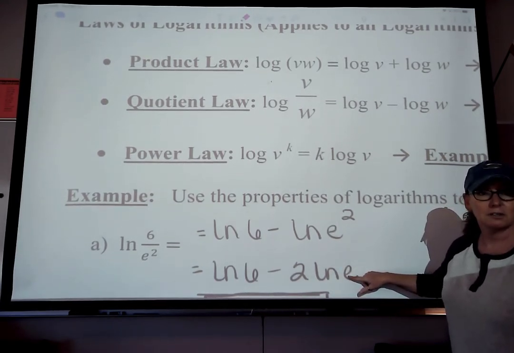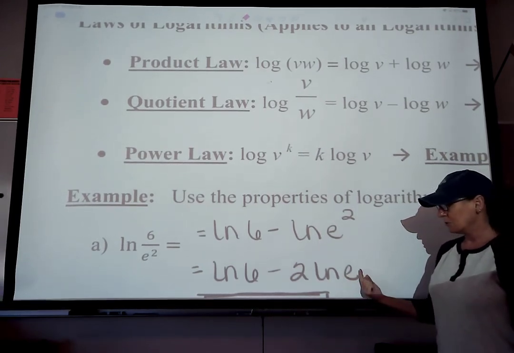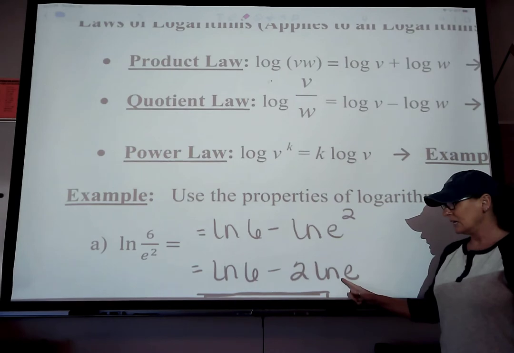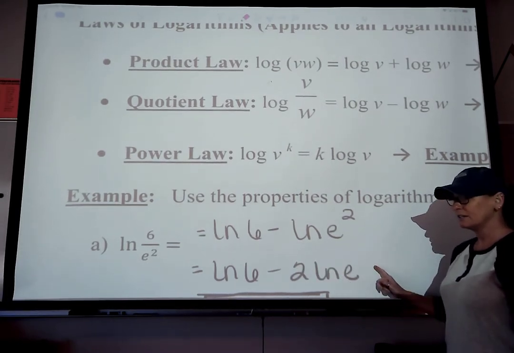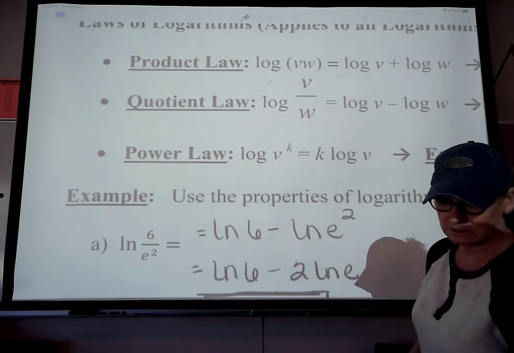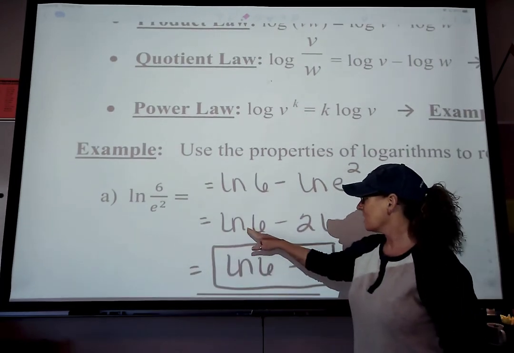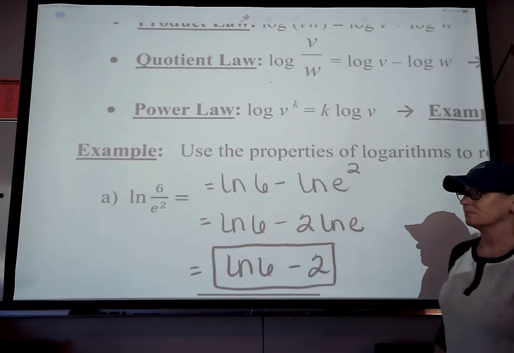Some of you know it, some of you don't. Let me show you how to figure it out. Ready? Pretend this equals question mark. Forget the 2. Base is e. e to the what is e? That's just 1. So I've got natural log of 6 minus 2 times 1 is just that.